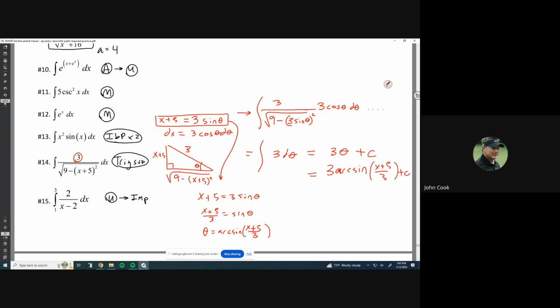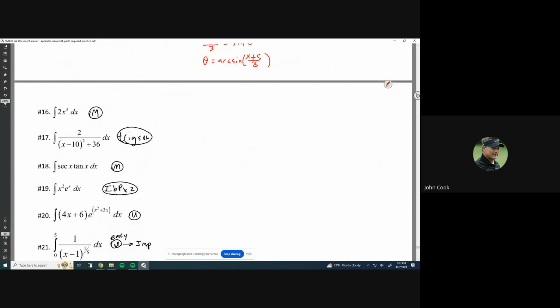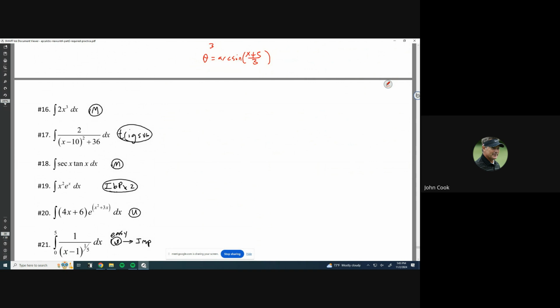All right, moving on to the next one. Where's the next trig sub? There we go, 17. Okay, so I've got something squared plus some number squared. So (x minus 10) squared plus some number squared. This is going to be tangent. So here's what I would do. I'd let x minus 10 be equal to, let's see, the a value here would be 6, so 6 tangent of theta. Then if I did the derivative, dx is going to be equal to 6 secant squared of theta d theta.